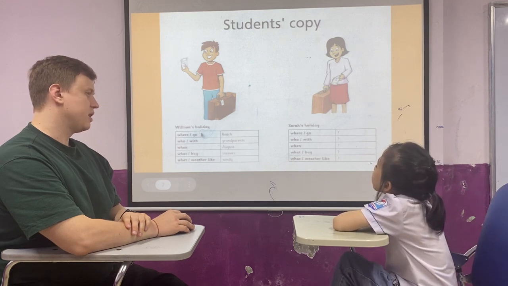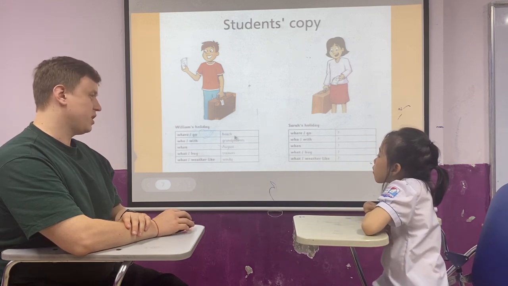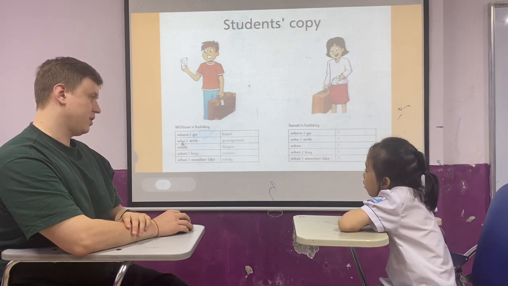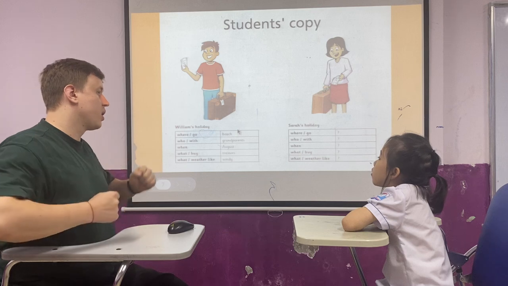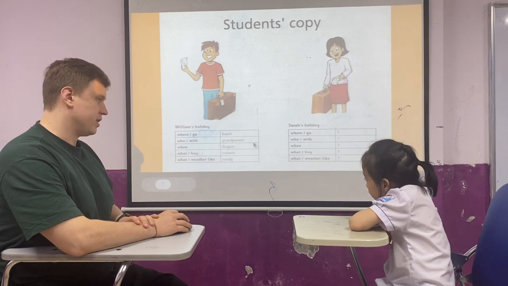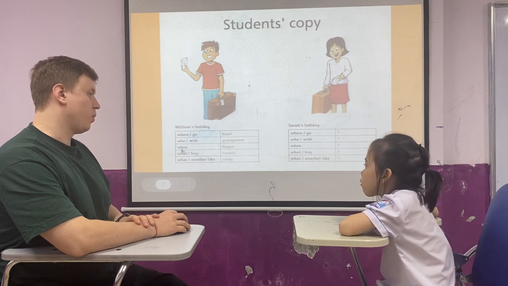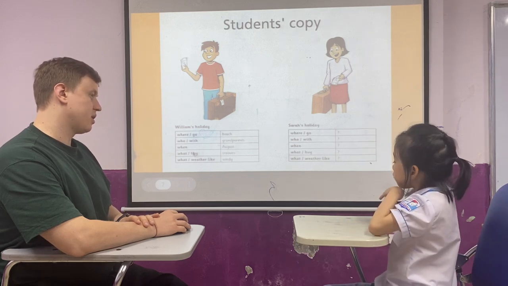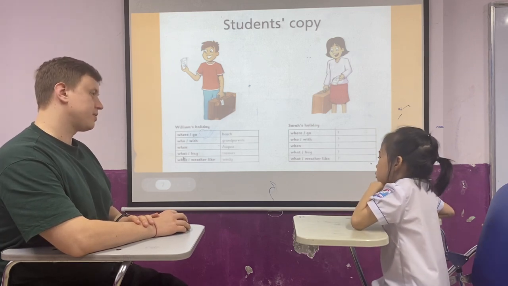Where did? William went to the beach. Who did William? Who did William go with? William went with his grandparents. When did he go? William went in August.